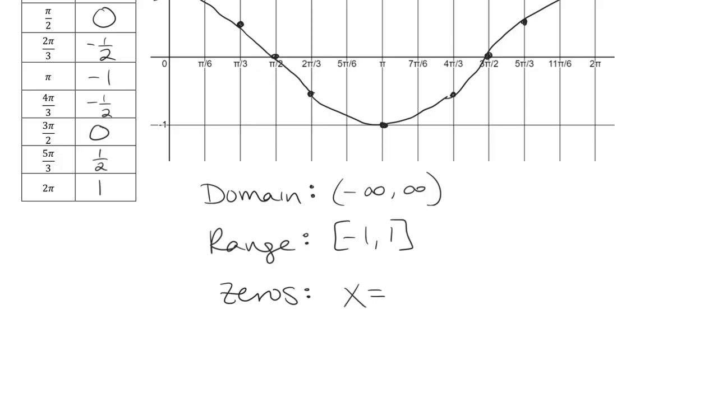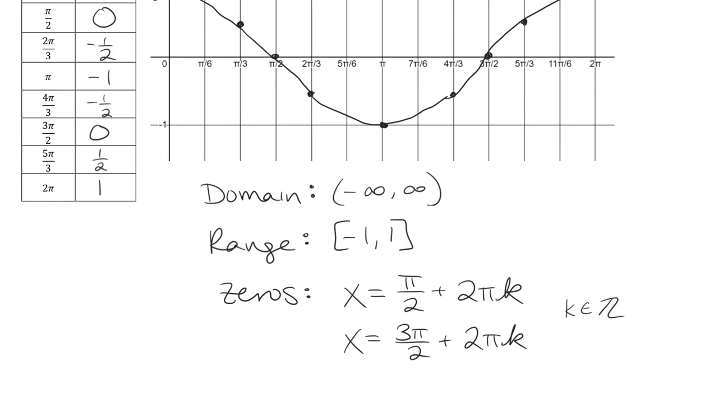The zeros will be equal to the first 0 that we saw, which was pi over 2, and every revolution of the unit circle after that. Continually rotate it by 2 pi, we get back to the same value of 0. The other 0 would occur at the second value of 0 that I see across the unit circle, 3 pi over 2, and every rotation afterwards, where k is an element of the integers, meaning it's some sort of number that we're multiplying 2 pi by to give me multiple rotations of the unit circle.